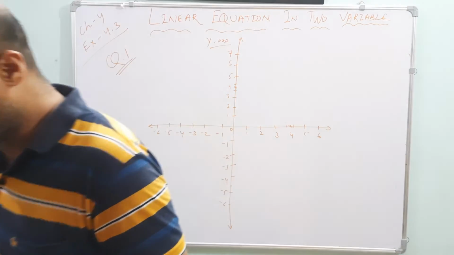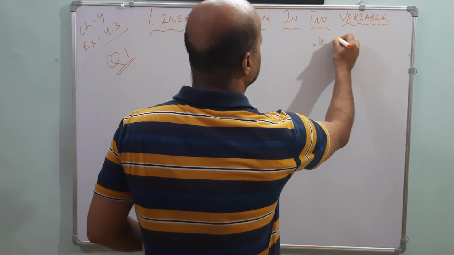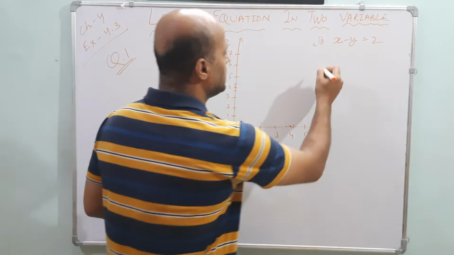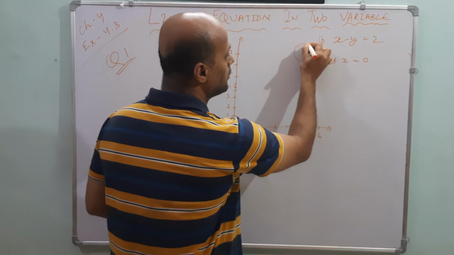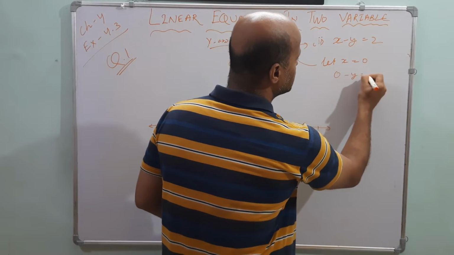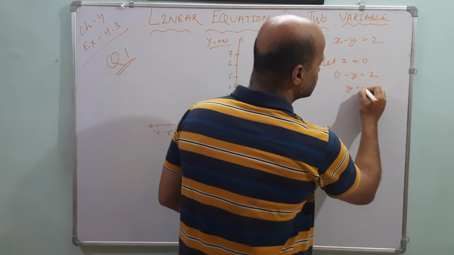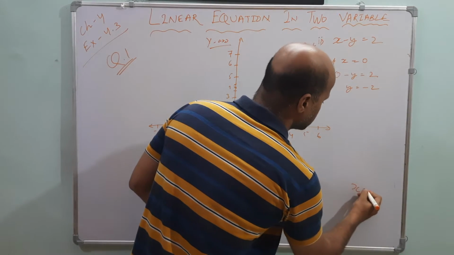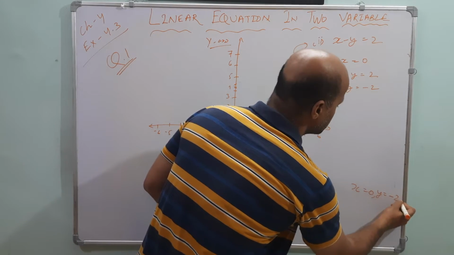Now the second bit of the first question is saying that x minus y is equal to 2. Same thing: let x is equal to 0. Then what is the value of y if I keep the value of x in this equation? 0 minus y is equal to 2, or y is equal to, this will go to that side, minus 2. So when x is equal to 0, y becomes minus 2.